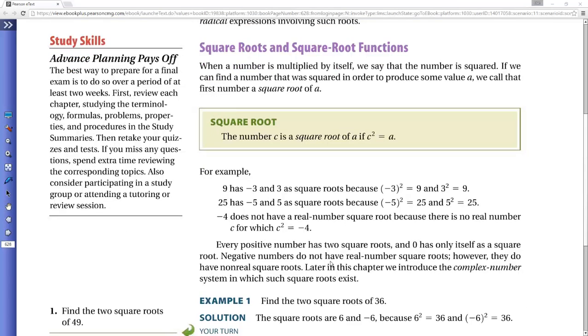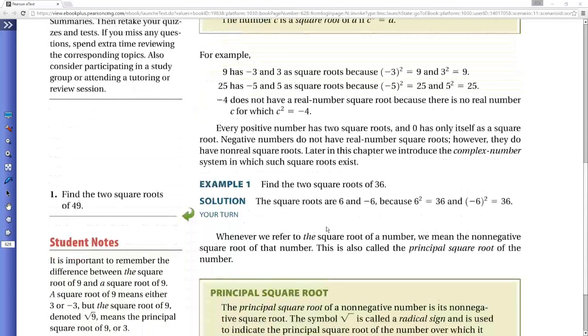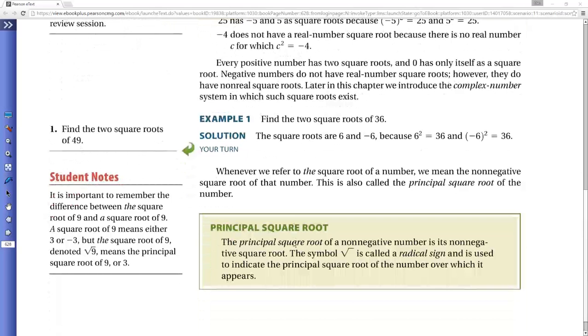So they're going to set up some examples of looking for the two square roots of 36, which are 6 and negative 6. The way to prove that is that if you squared those two numbers, you'd get the same result of 36. Now they're going to bring in this idea of a principal square root.